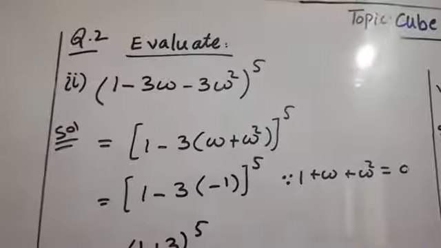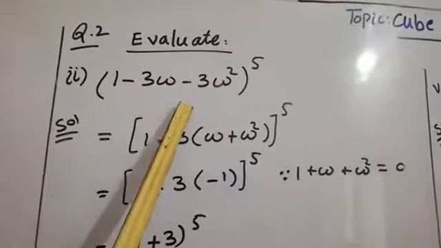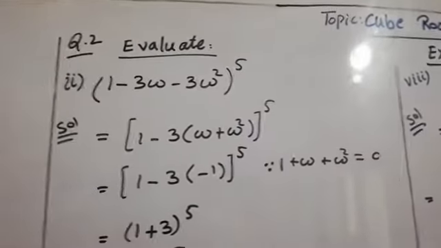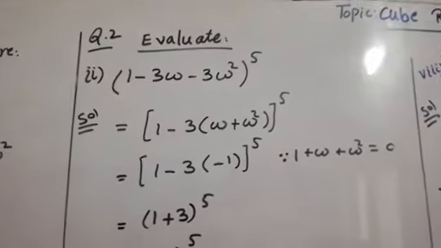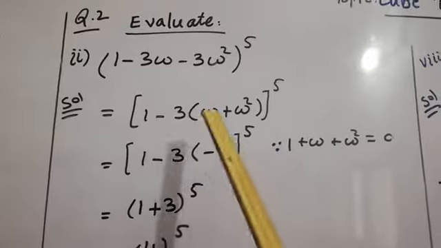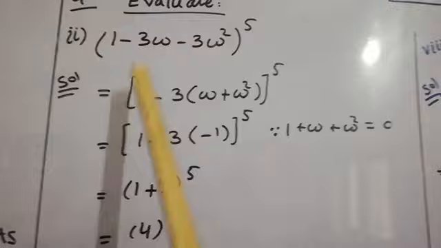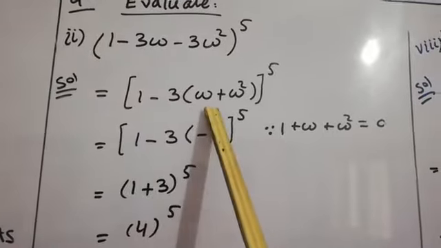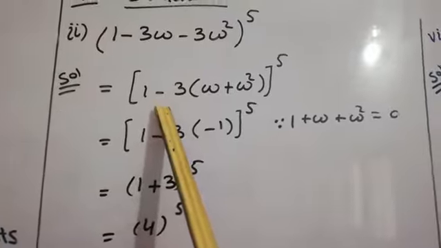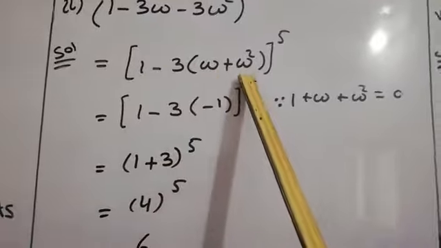Exercise 2.2, question number 2, part 2: evaluate (1 - 3 omega - 3 omega square) raised to power 5. Evaluate means we will find the numerical value. First of all, we take 3 as common from these two terms. Since we have taken minus as common, the sign changes, so it becomes (1 - 3(omega + omega square)) raised to power 5.